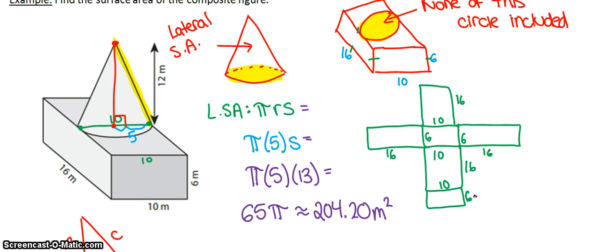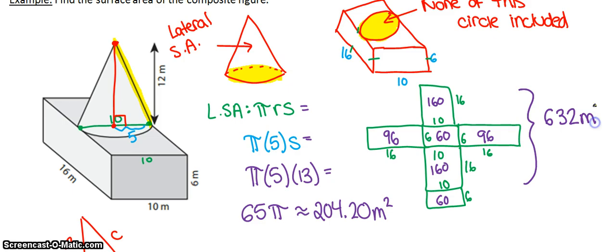Okay, to find the surface area, I'm just going to find the area of each face and add it up. So we have these 10 by 6 rectangles here, that's 60. This is 60. And then we have a 10 by 16, which is 160. I've got 2 of those. Then we have these 6 by 16, which if you multiply 16 times 6, you'll get 96. So remember the area of a rectangle is just base times height. To find the total surface area of the rectangular prism then, I'm just going to add up all the faces, which if you add up all those numbers, it's going to be 632 meters squared.